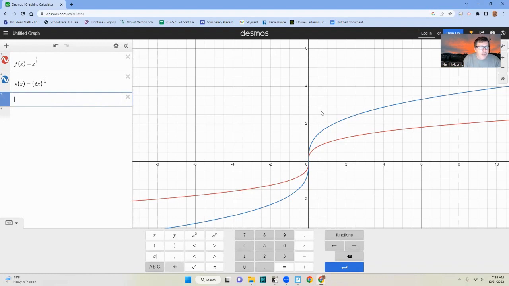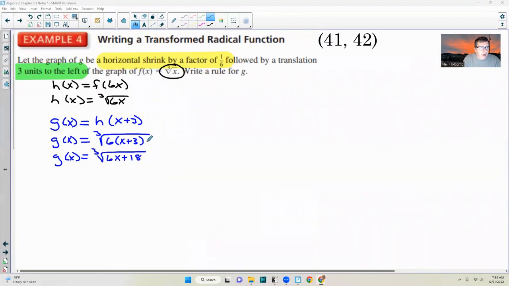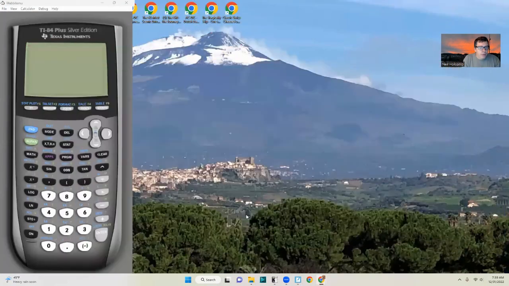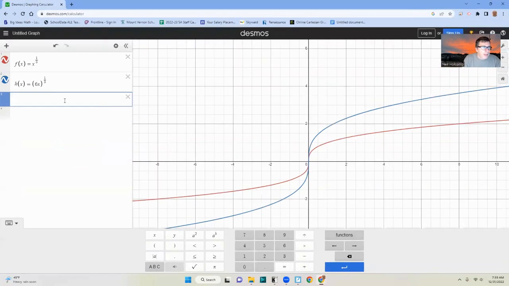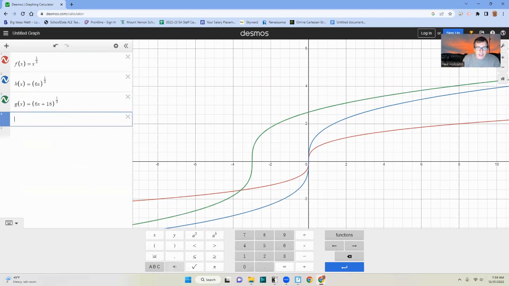And then finally, we're going to shift that to the right 3. So now I'm going to put this in my calculator, which is g of x equals the cubed root of 6x plus 18. Let me go to here. So now I'm going to call that g of x equals, and it's going to be 6x plus 18, close parentheses, and I'm going to do the cube root of, which is to the power of 1 divided by 3. Okay, and that's the green one.